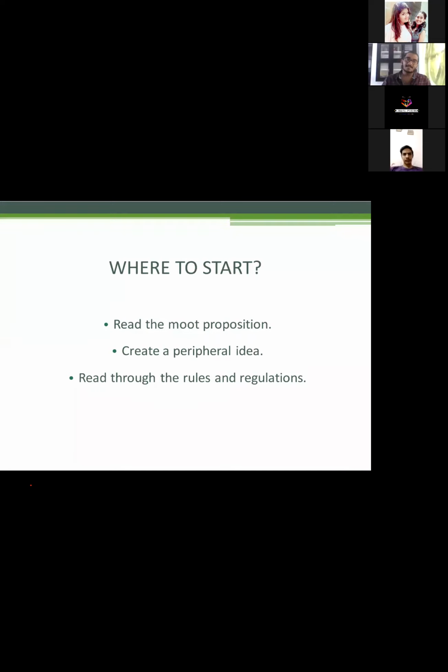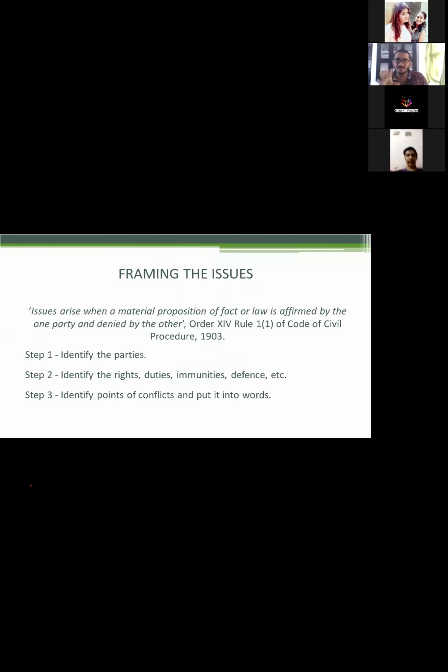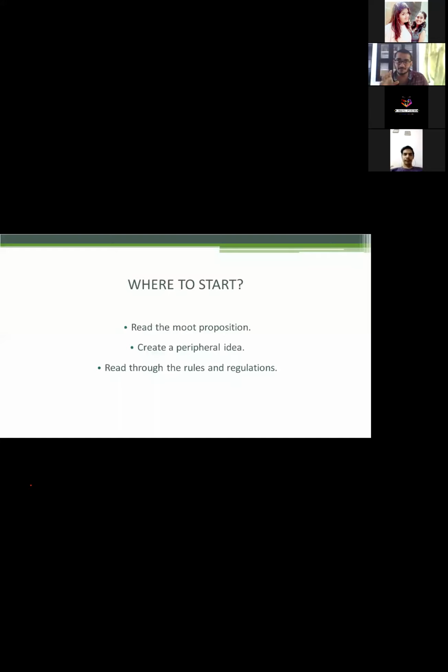So what I suggest is, first you have to read thoroughly the moot proposition. And when you go through that, you will get a fair idea of what it is about, or which part of the law it is touching. And that is very important, that you have to identify this. The proposition will itself reveal it. When you read through it a couple of times, you will get an idea. So the first thing is you have to read through it.